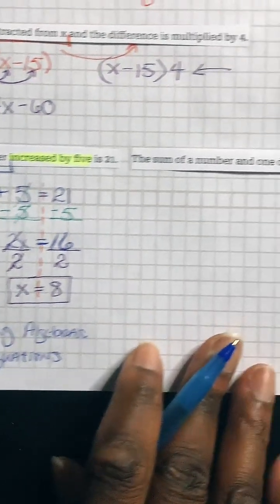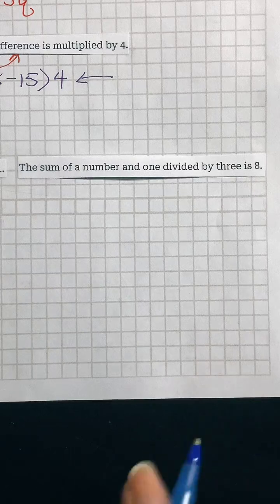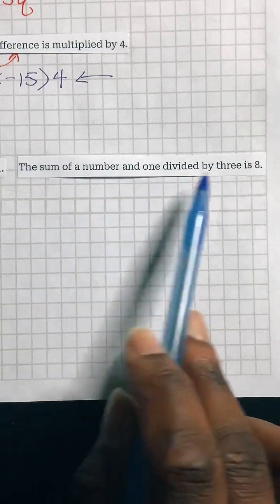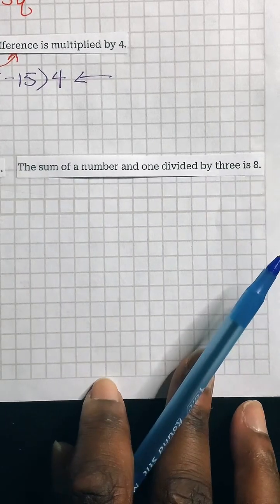Okay, sliding over. So the sum of a number and 1 divided by 3 is 8.